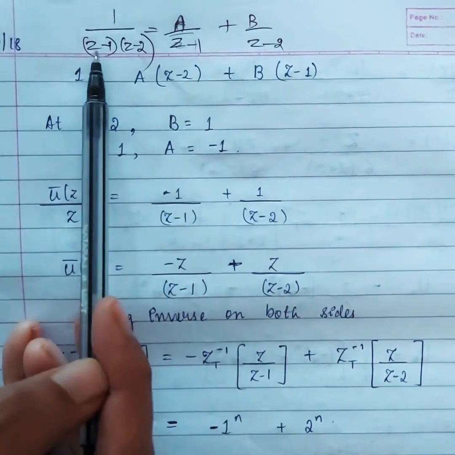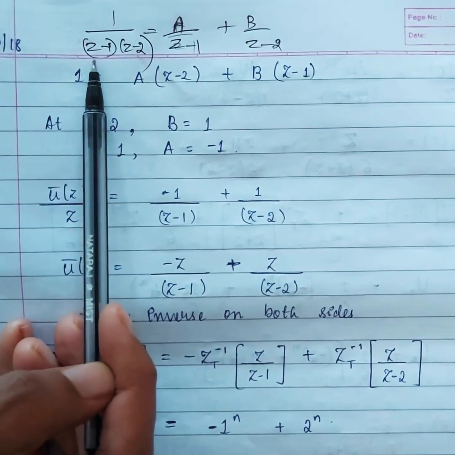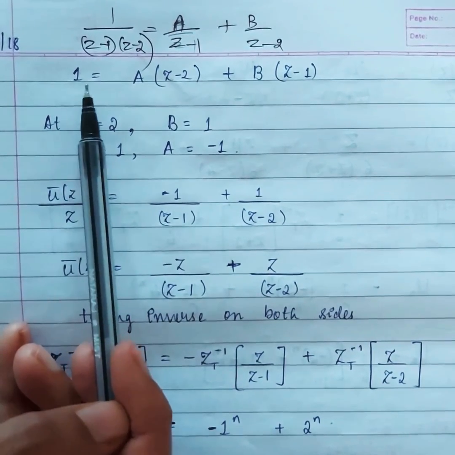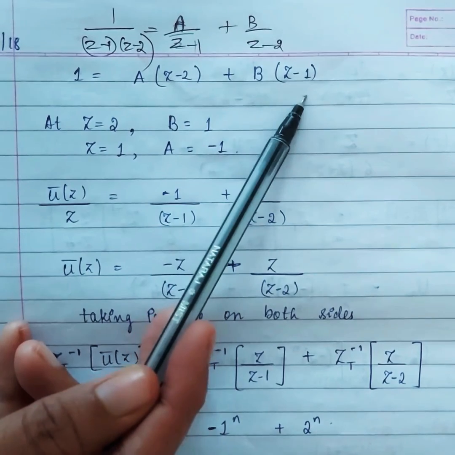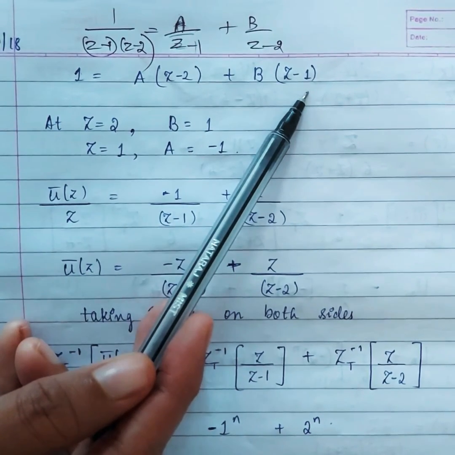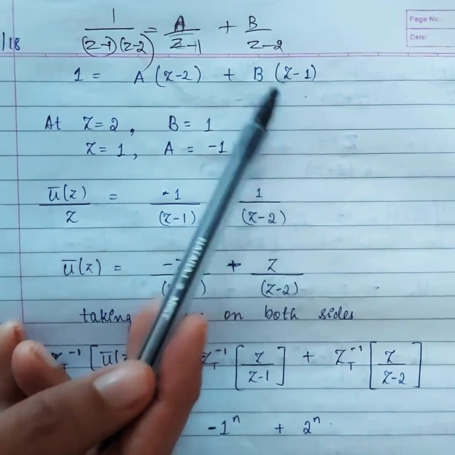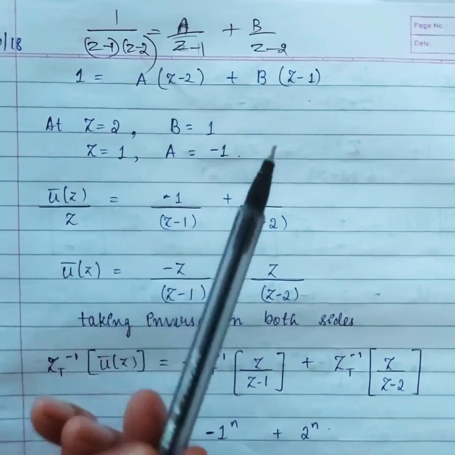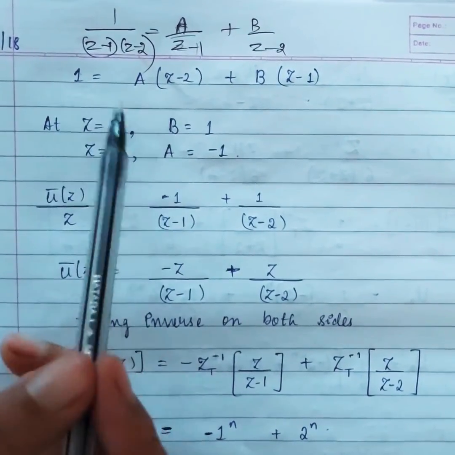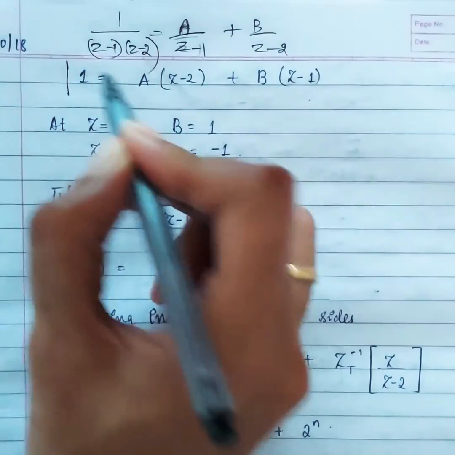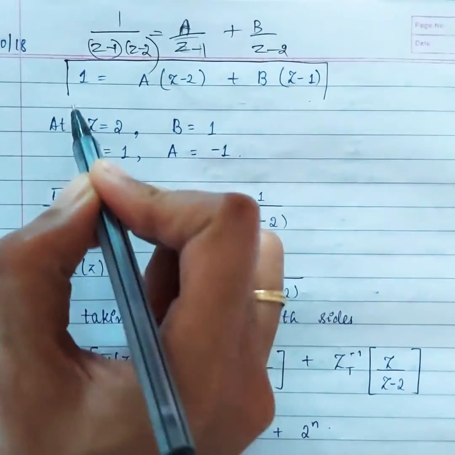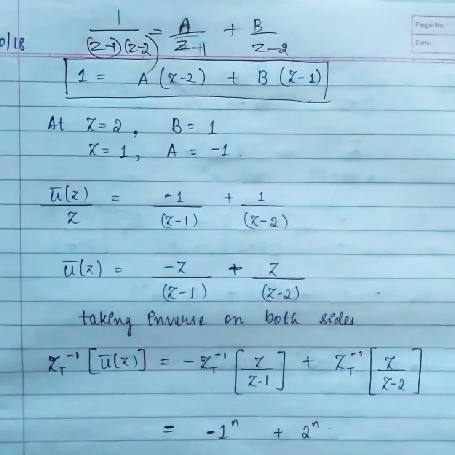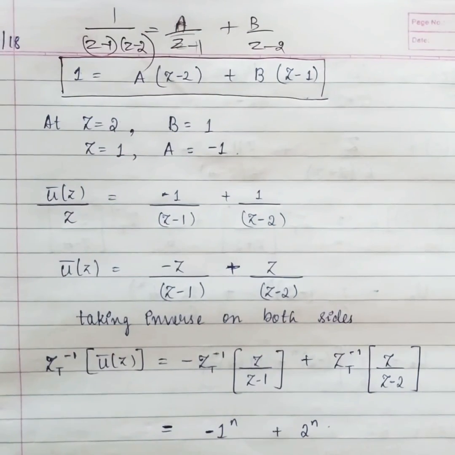So that LCM denominator and left hand side denominator will get cancelled. That is why we are getting 1 is equal to a into z minus 2 plus b into z minus 1. Hope you know partial fractions very well, but still for your reference I am teaching again. So once you got this equation, that is 1 is equal to a into z minus 2 plus b into z minus 1, we are going to substitute suitable values to get a and b.